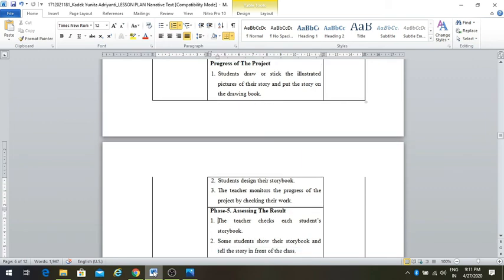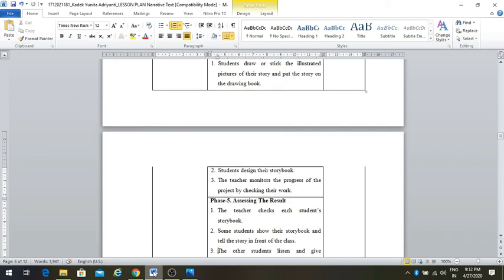After that, the teacher checks in the fifth phase, which is assessing the result. The teacher checks each student's storybook, I mean the final result of their storybook. And then some students show their storybook and tell the story in front of the class. Why I said some students? Because it depends on the time.